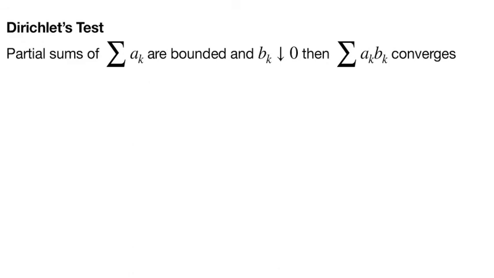We have what's called Dirichlet's test, which is even a little bit more general. So instead of saying that the a_k are (-1)^k, +1, we're going to say it's bounded and b_k goes to 0. And this is a proof that's not too bad.